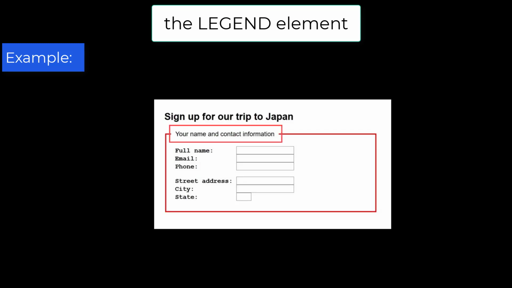As you can see, a field set and a legend can work together to create a very clear image of fields that are related, to help the user focus in on parts of a form one at a time.